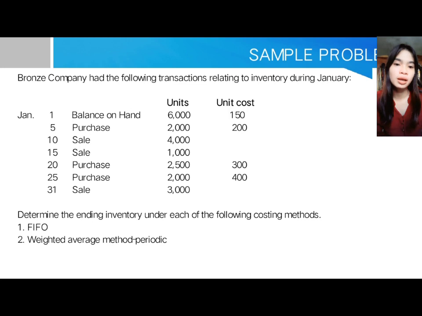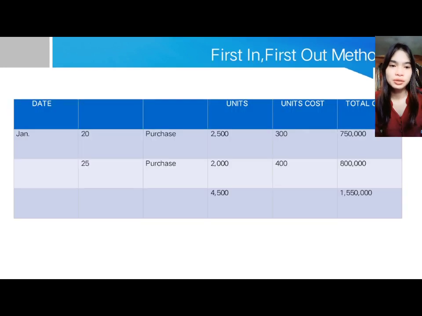So we have to determine the ending inventory under each of the following costing methods, FIFO and weighted average. Here is the first method, first in first out. We have the dates January 20 and 25. The purchase of 2,500 at a unit cost of 300, multiplied, gives 750,000. And on January 25, we purchased 2,000 units at a unit cost of 400, multiplied, gives 800,000, for a total of 4,500 units and a total cost of 1,550,000.